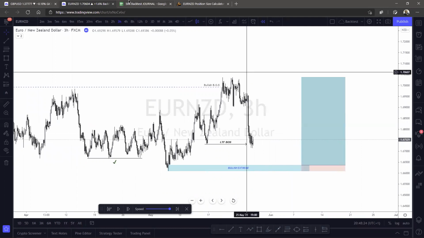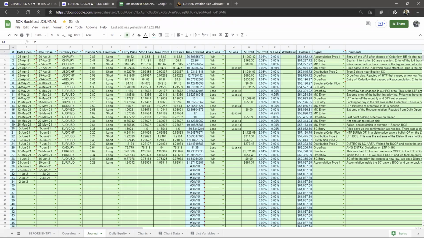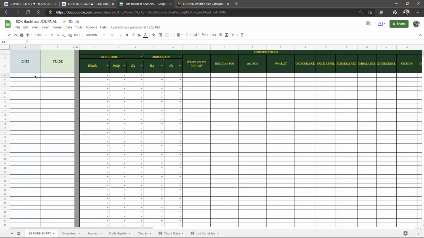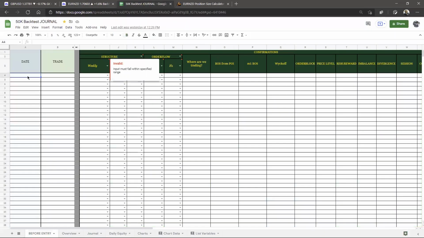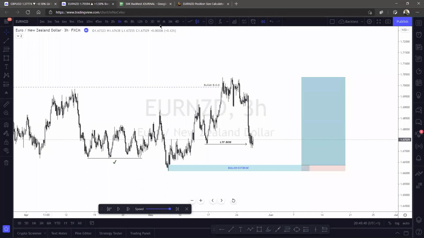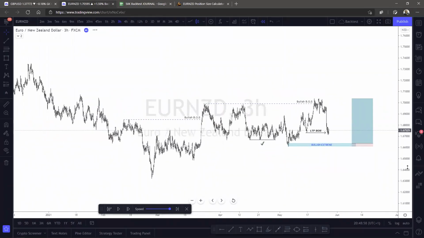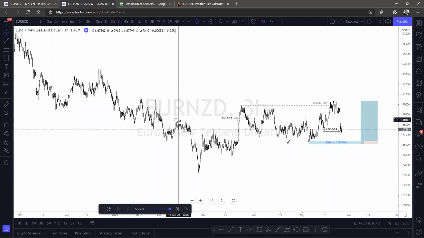Okay, so that's it. Now, at this point, we will be putting our thing in there. So the date is, let's just say, because when we see this, the date is 26th of May, I guess. 26th of May 2021. Trade is Euro NZD. Okay, so when we look at this, the weekly bullish. Okay, so weekly we broke. This is the weekly. So we can do it.